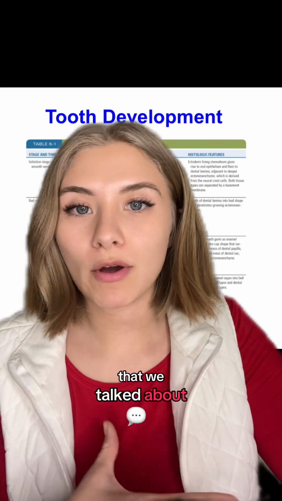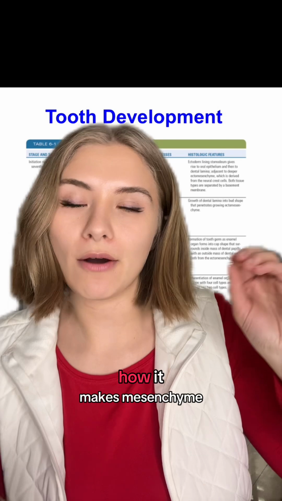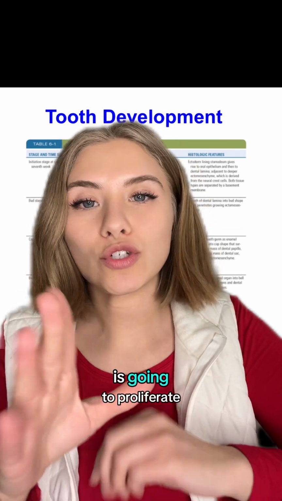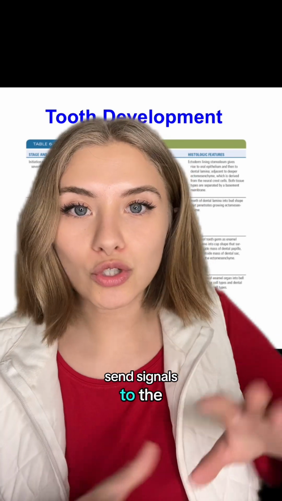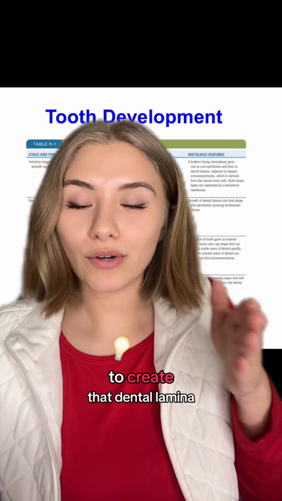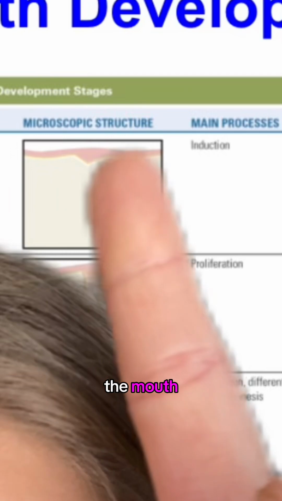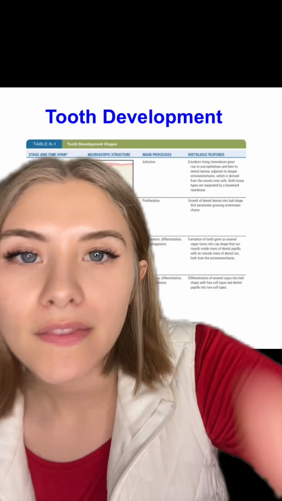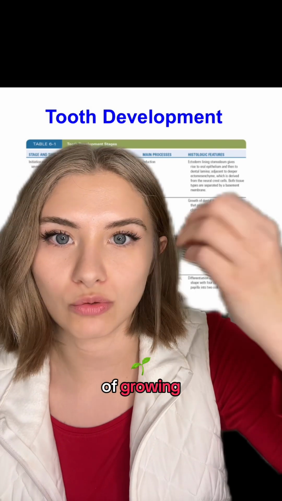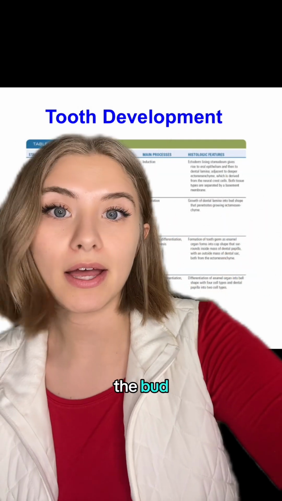If you remember in that video that we talked about how an embryo develops into a fetus, we talked about ectoderm and endoderm and how it makes mesenchyme. And now we're going to talk about ectomesenchyme in the oral cavity, which is going to proliferate and send signals to the oral epithelium to proliferate, grow the cells to create that dental lamina. So oral epithelium is the outer layer of the mouth right here, and then we have the dental lamina. The thickening of the dental lamina is going to be the first evidence of budding teeth, which is the next stage, the bud.